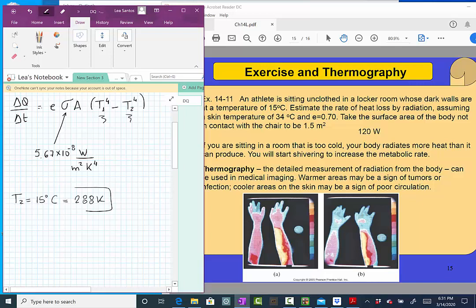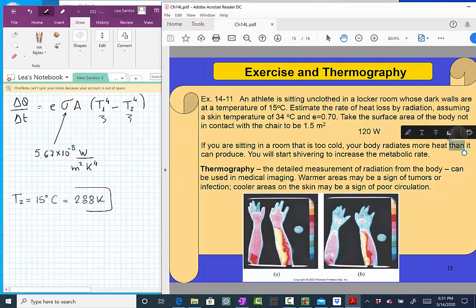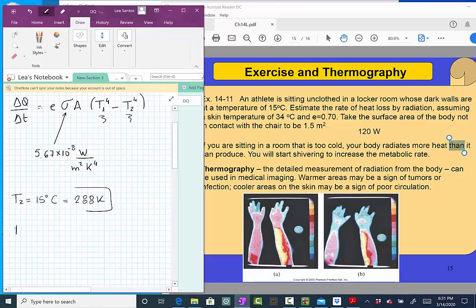Very good, very important. Okay, we want to estimate the rate of heat loss by radiation, so this net flow, this delta Q over delta T, assuming that her skin temperature is 34 degrees. So she is radiating at this temperature of 34 degrees. That's the temperature of her skin, of her surface. And again, let me put this temperature in Kelvin. So 34 plus 273 gives us 307 Kelvin. This is very important. Don't forget to write the temperature in Kelvin.